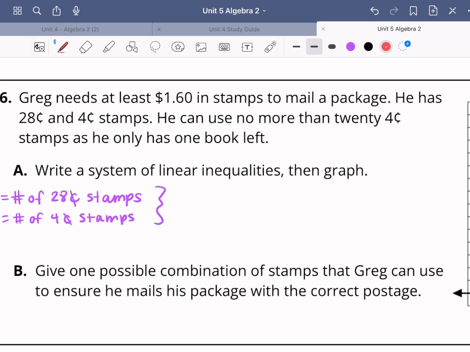The first one can be about the value. So if he uses X number of 28-cent stamps, we could multiply that to know the total amount of money spent. And because we're working in dollars here, I'm going to write this as 0.28. That's 28 cents, written as dollars, X, plus 0.04 for 4 cents, Y. He needs at least $1.60.